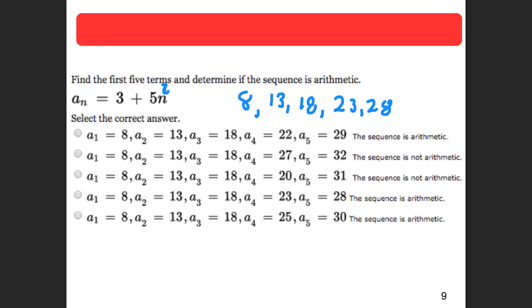Well, sure. It's always going up by 5. So 8, 13, 18, 23, 28. And yes, it is an arithmetic sequence. So 8, 13, 18, 22? Nope, that's not right. 8, 13, 18, 27? No, that's not right. 8, 13, 18, 23, 28. The sequence is arithmetic. So I'm going to go with letter D for this one.